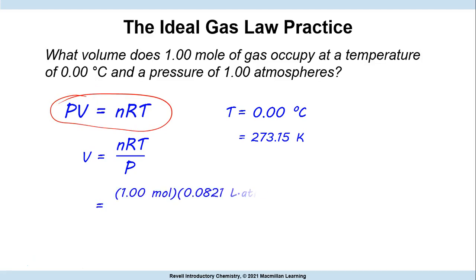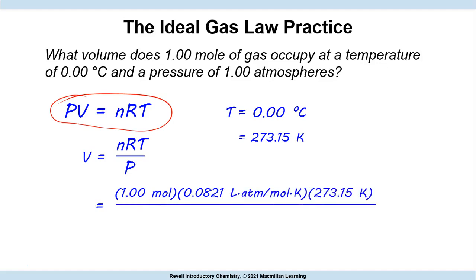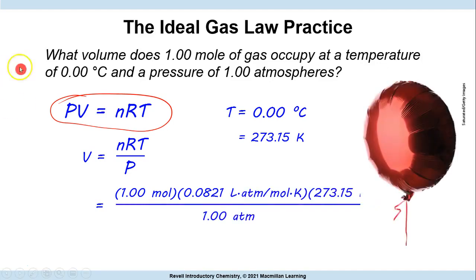Now, our values here: the number of moles, n, is equal to 1.00 mole. R, which is the ideal gas constant, is equal to 0.0821 liter atmosphere per mole Kelvin. Then the temperature is 273.15 and the pressure is 1 atmosphere. So we cancel out the units that appear on both sides and we are left with the unit of volume, which is liters. If you solve that question, you will see that your answer is 22.4 liters.